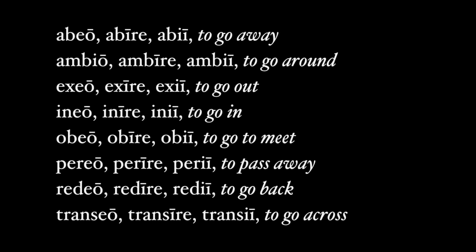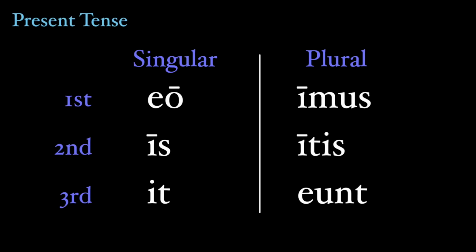Finally, eo has many different compounds formed by adding different prefixes to the verb to create new words. So here's a list of several of the more common words. Some of these have derivatives in English. Exeo means to go out or exit. Perish comes from pereo. Obituary from obeo. Transit and transition come from transeo. And ambition from ambio.